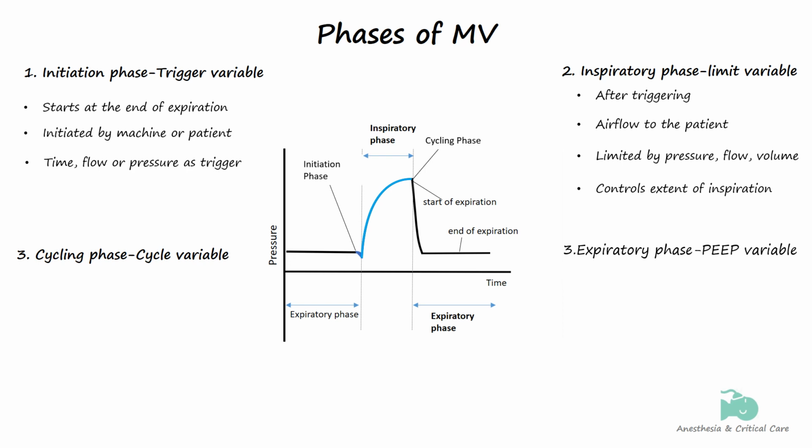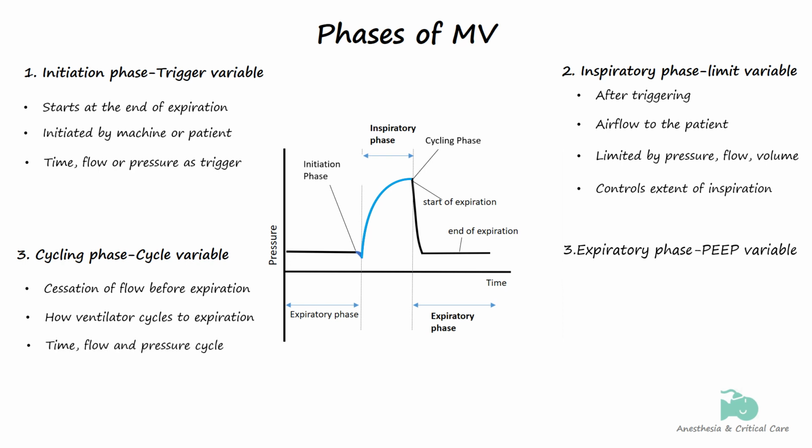The cycling phase describes the brief instant during which airflow has ceased and expiration is about to begin. This phase is controlled by the cycling variable, which determines how and when the ventilator cycles from inspiration to expiration. Typical settings include time cycling, flow cycling, and pressure cycling.